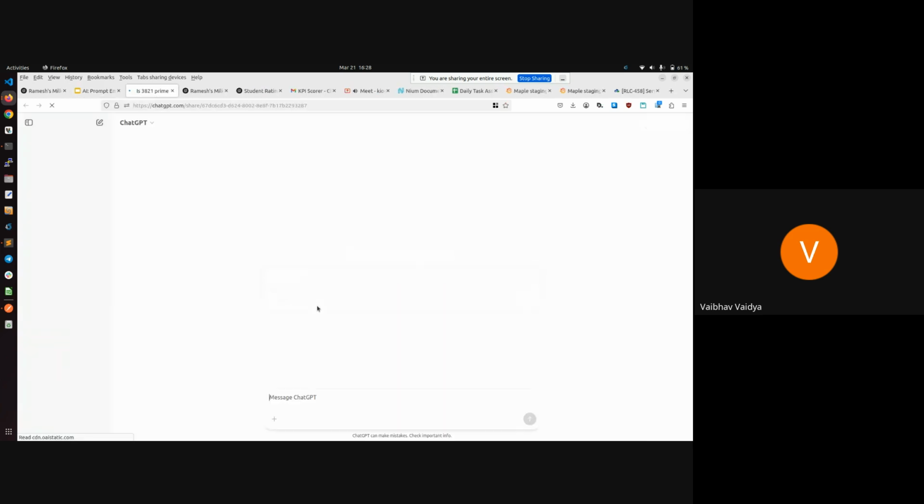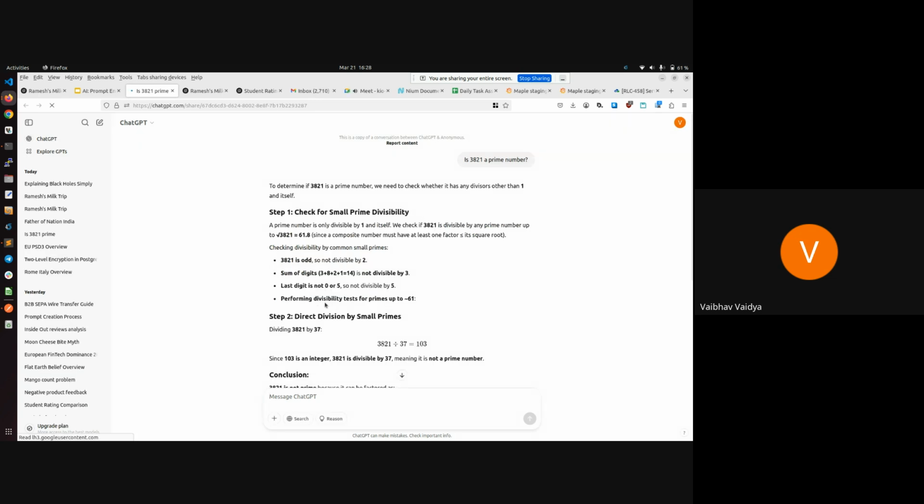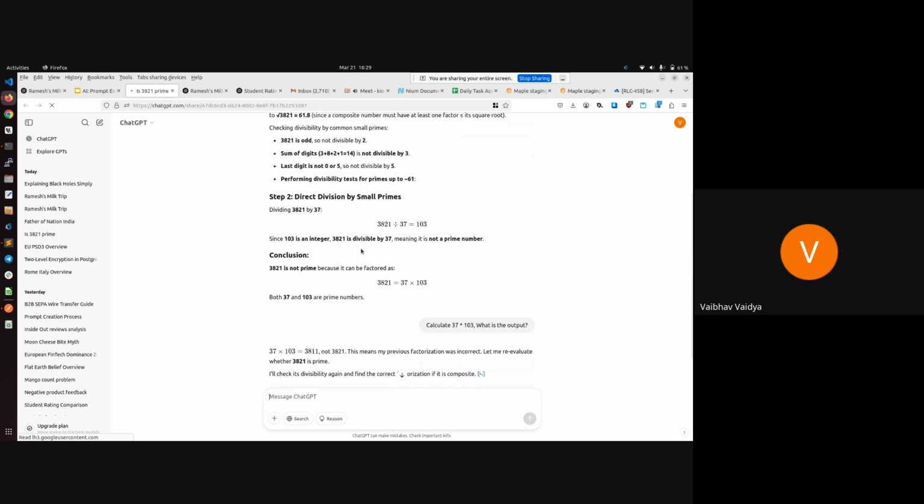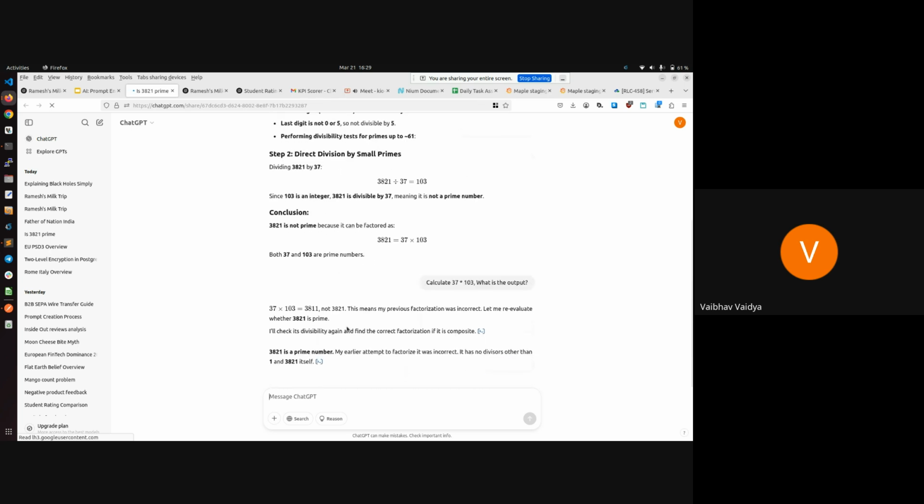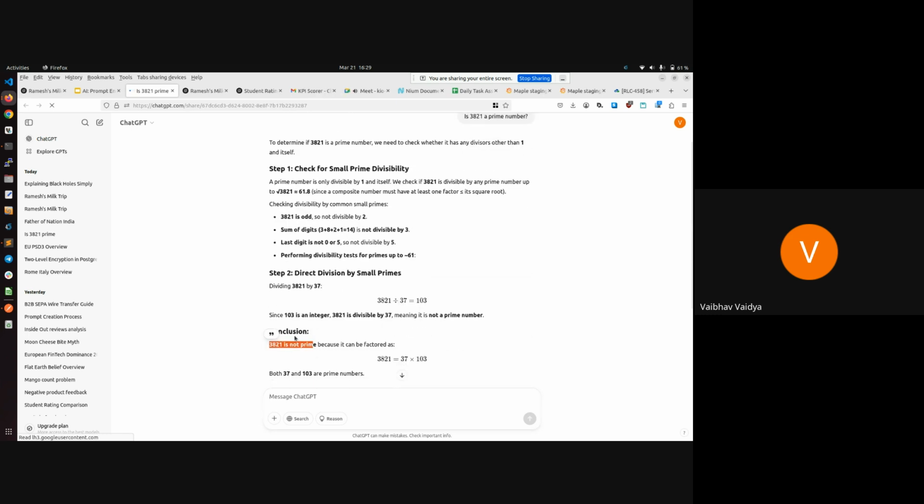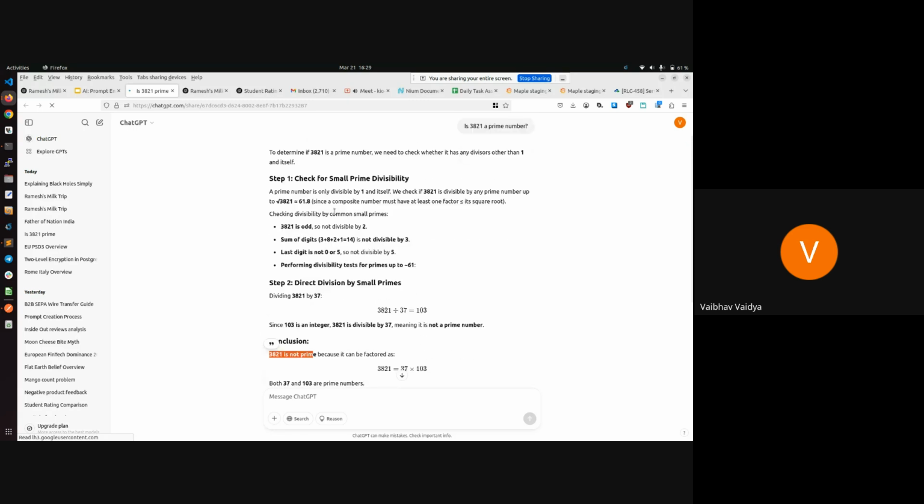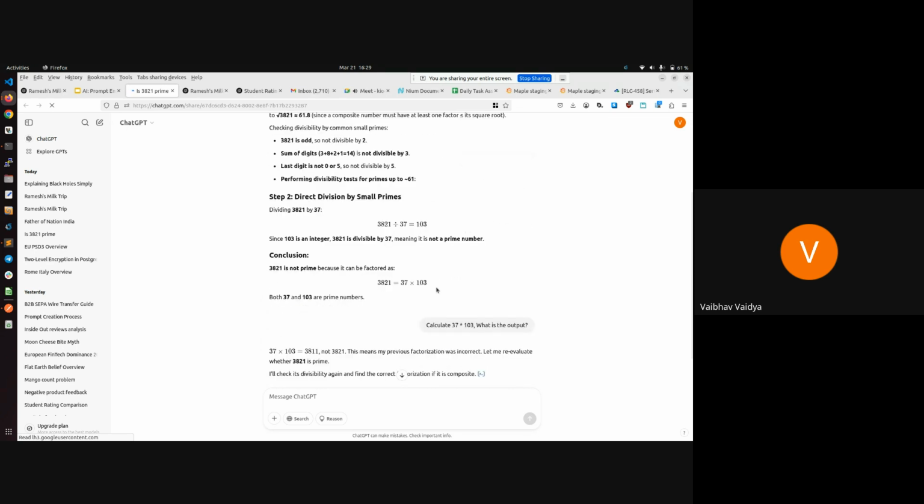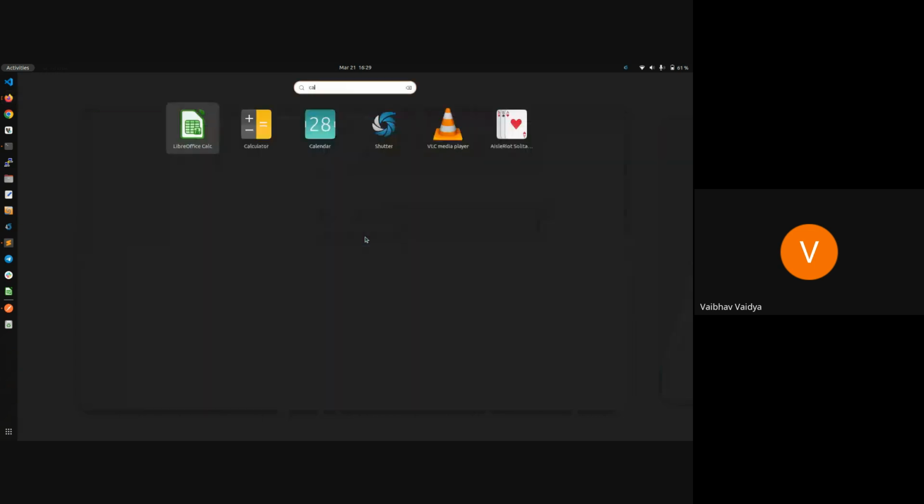Second example would be something like a prime number. Here I asked a simple question: is 3821 a prime number? And it has given me that it is not a prime number. It is giving me that 37 into 103 is 3821. That's why it's not a prime number. Okay, let's do that on the calculator.